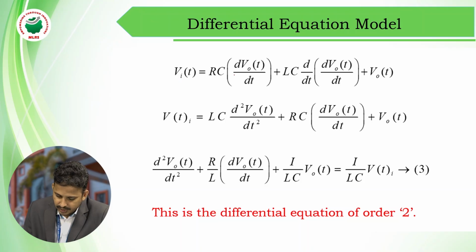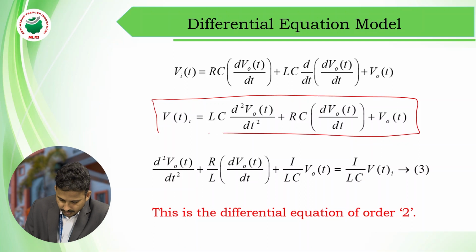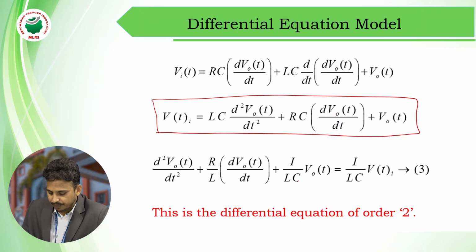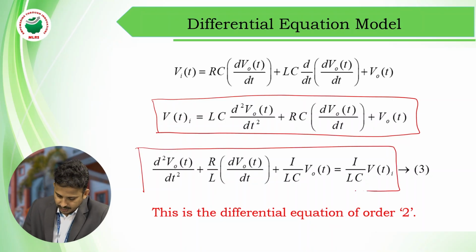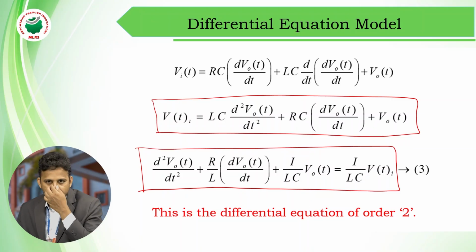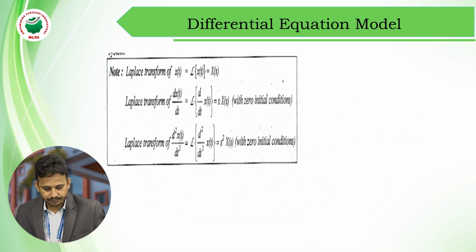vi of t is equal to RC into dv naught of t by dt plus LC d square v naught of t by dt square plus v naught of t. So this is a second order differential equation. After rearranging, d square v naught of t by dt square plus R by L into dv naught of t by dt plus 1 by LC v naught of t is equal to 1 by LC into vi of t. This kind of representation is called a second order differential equation.